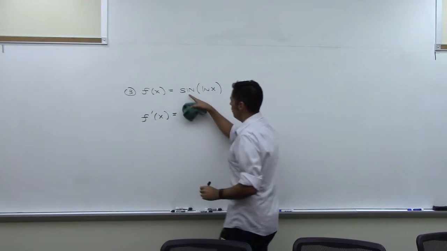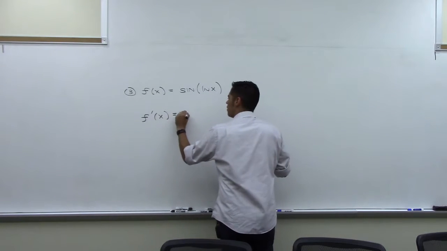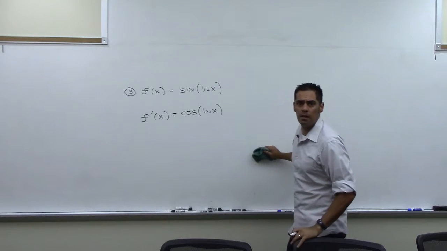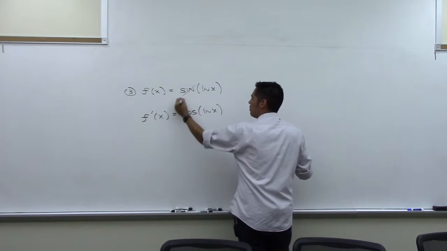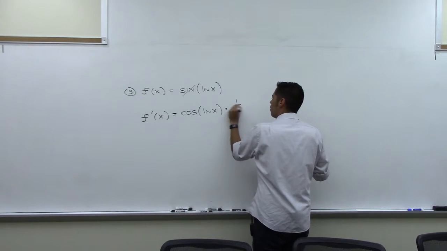We start with the outer function. So the outer function is sine. What is the derivative of sine of something? Well, it's cosine of that something. And then after we've done the derivative of sine, we go inside and take the derivative of natural log of x. Well, we just did that. That's just 1 over x.